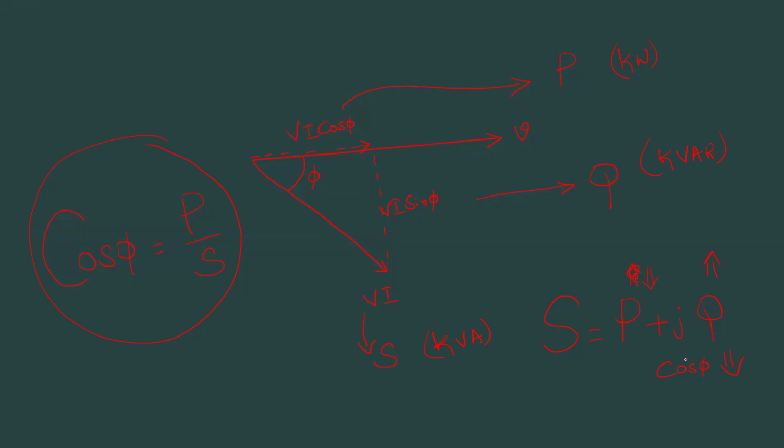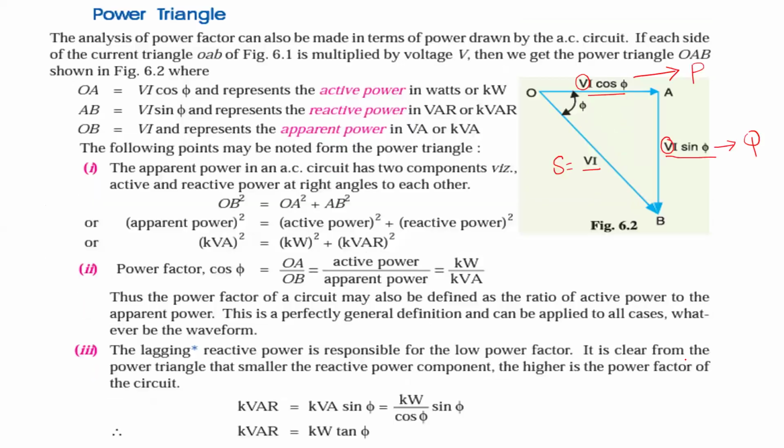These are the basic lines. We have the formula: cos phi is equal to kilowatt by kVA, or else P by S. Don't neglect this formula. Cos phi is equal to P by S. P units are kilowatts, S units are kilovolt amperes.